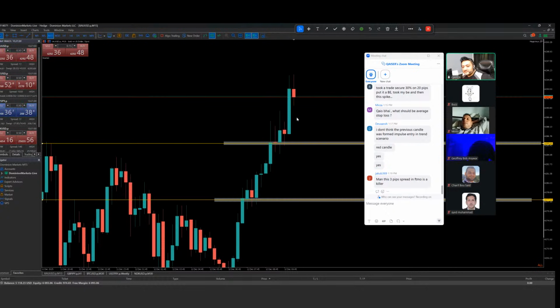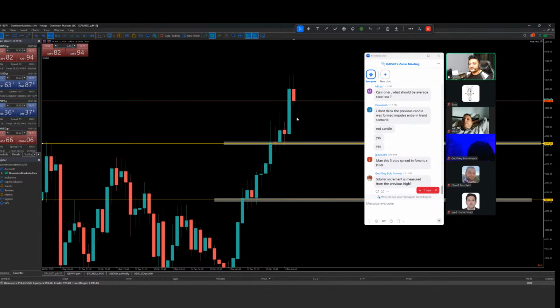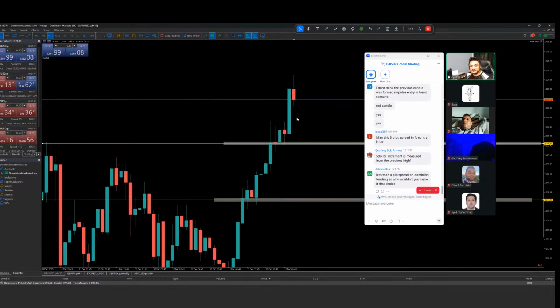Man, these 3 pip spreads in FTMO are a killer. You know what? It's not going to work like that. Even when you close your trade, it's not going to close in the same place, and you won't get the same money. I was funded with FTMO and took 6 withdrawals from them. So it's reality that their spreads are hilarious for a trader, especially a scalper. A scalper will face some irritation looking at their spreads. And sometimes if a lot of volume comes up, the spread jumps from 3 pips to 4, 5, 6 pips. So yeah, it's hilarious.